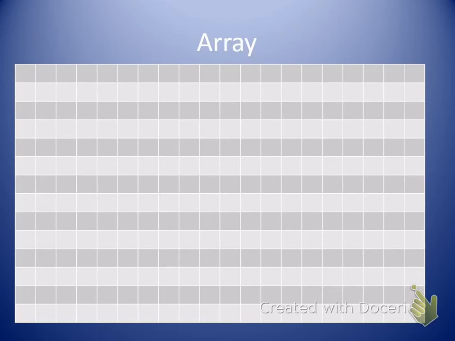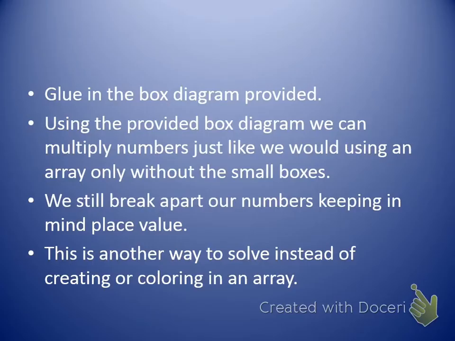Now we're going to try doing the same problem, only using a box diagram. Go ahead and glue in the box diagram you were given. Using the provided box diagram, we can multiply numbers just like we would using an array, only without the small boxes inside. We still break apart our numbers, keeping in mind our place value. This is just another way to solve instead of creating or coloring an array.